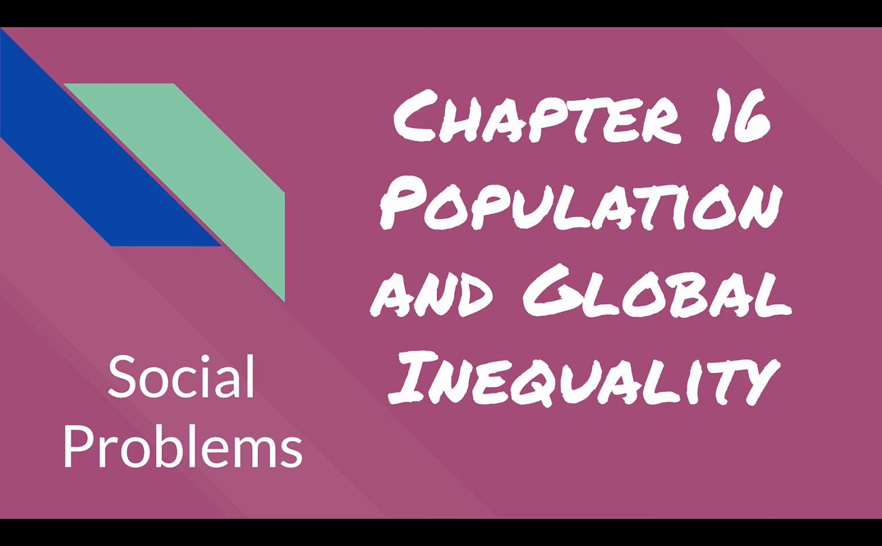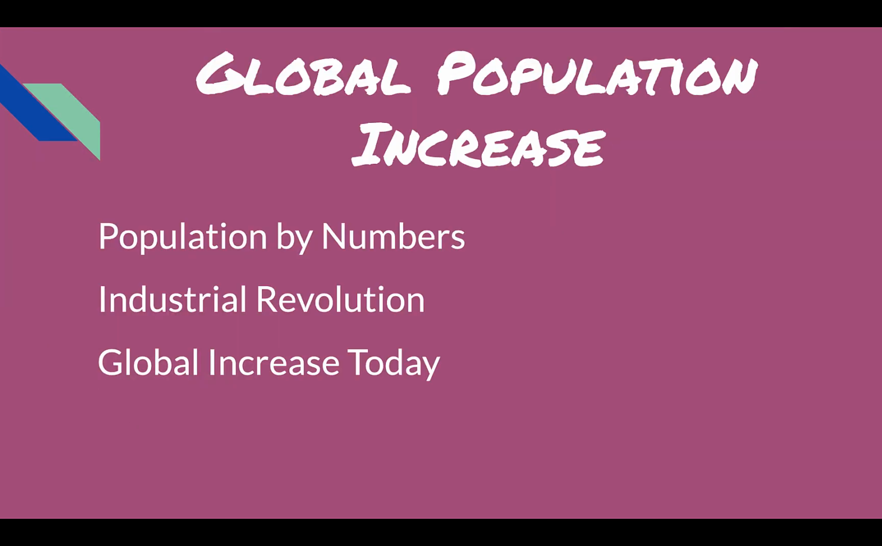This is Chapter 16, Population and Global Inequality for Social Problems. Okay, so when you look at global population increase by the numbers, most of the 83 million people that are being added to the world every year live in poor countries.